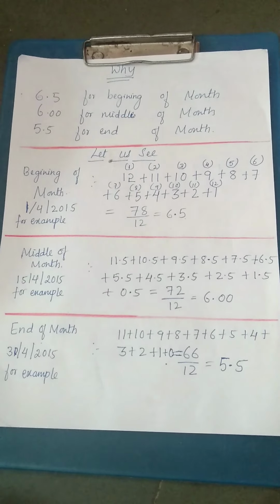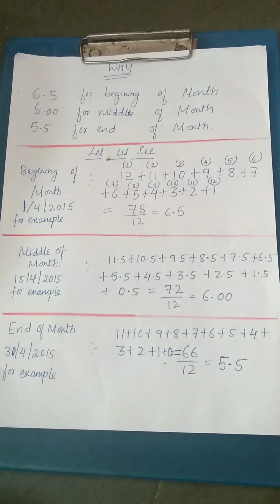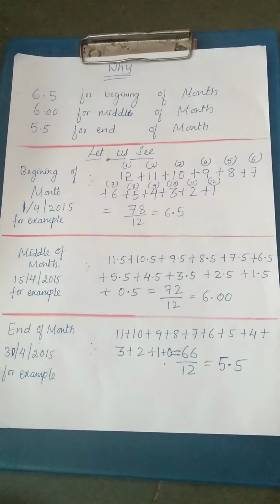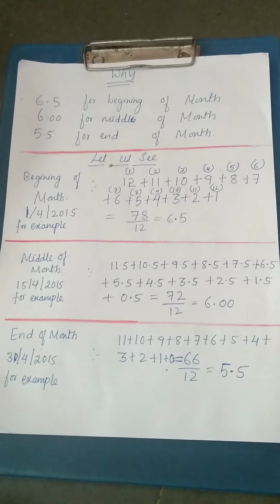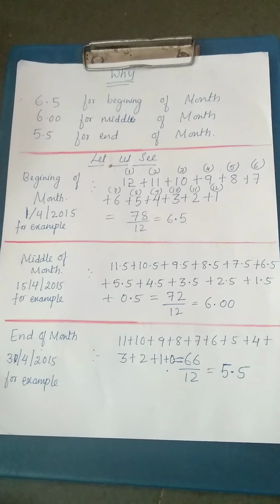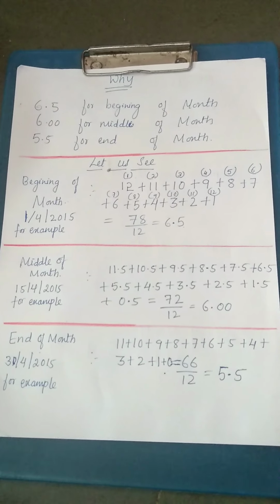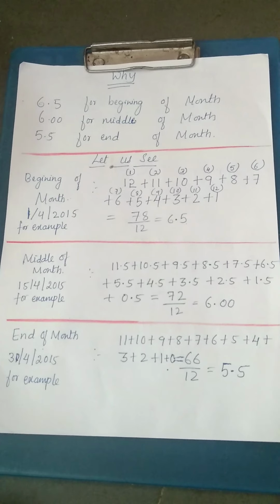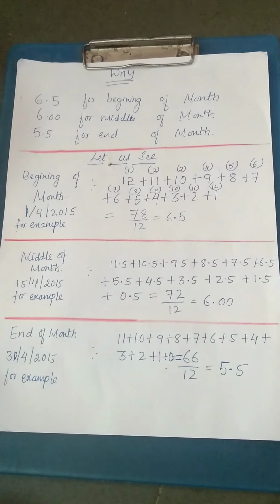In the previous class we discussed how to calculate the interest on drawings under the shortcut method. Under the shortcut method, I already discussed that it can be used only when the drawings amount is fixed and it is on a specified date, either at the beginning of the month, the middle of the month, or the end of the month.